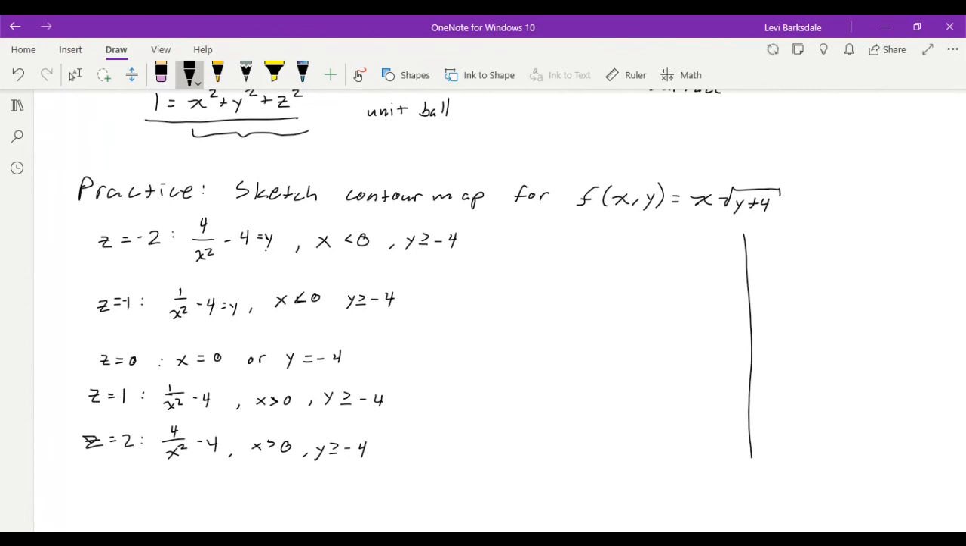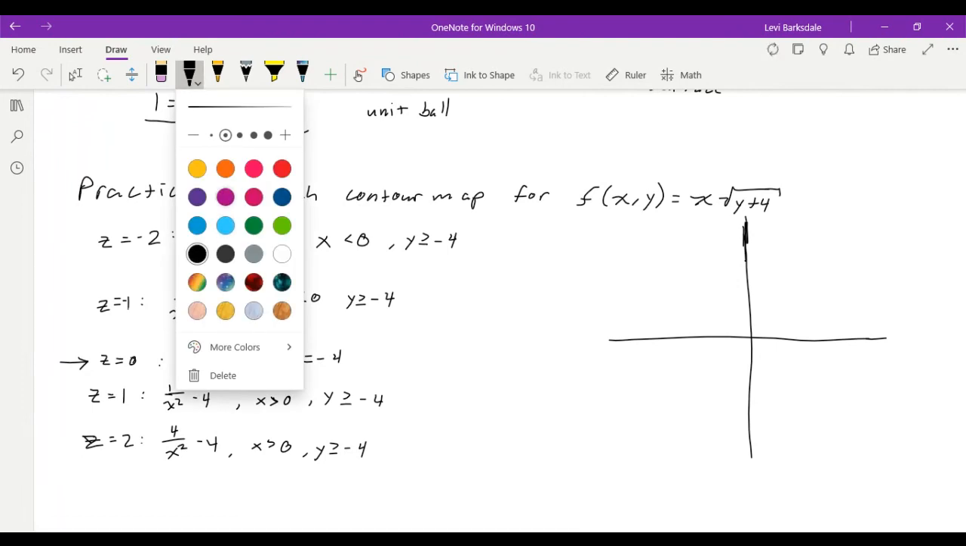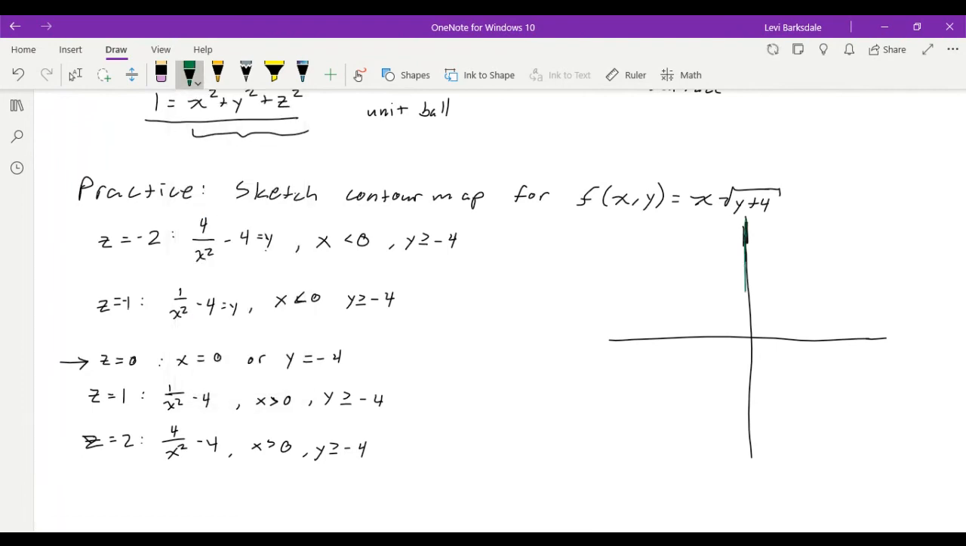Cool. And if we sketch all of these out, I'll just start with the 0 curve. Right there, we have the line either x is equal to 0, so we'll change that to a different color. Go with the green. Either x is equal to 0 right down the middle, or y is equal to -4 right there. That would be our level curve for 0.